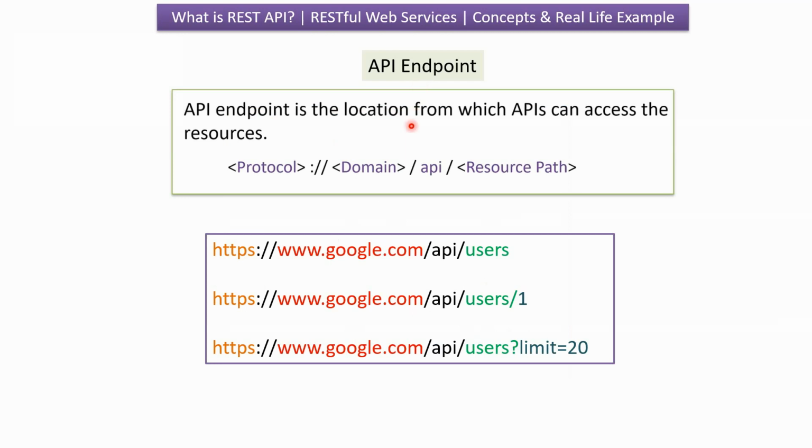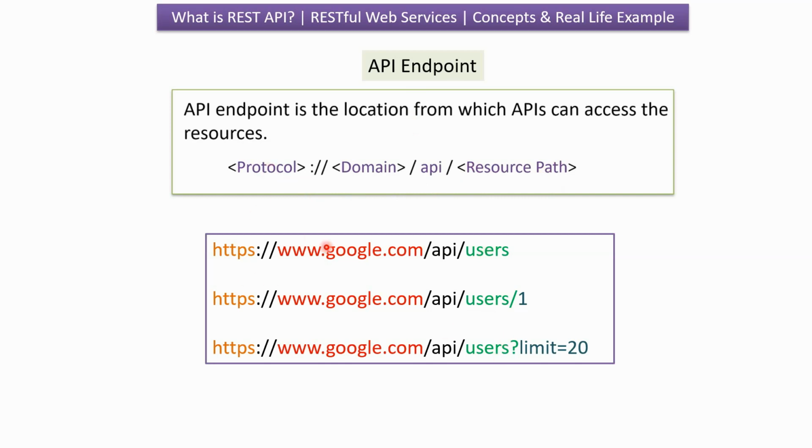An API endpoint is the location from which APIs can access the resources. Here you can see the format of an API endpoint: protocol, then domain, then API, then resource path. Here you can see an example of API endpoints.